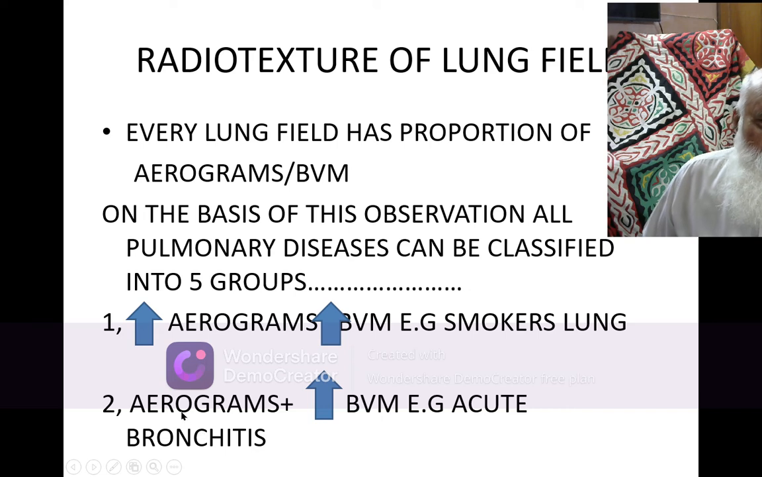Secondly, the aerograms are normal, but BVM are increased. For example, in acute bronchitis, it is seen. In chronic bronchitis, you will see both the aerograms and the bronchovascular markings increased at one time. But in acute bronchitis, the aerograms are normal, but there will be an increase in the bronchovascular markings.